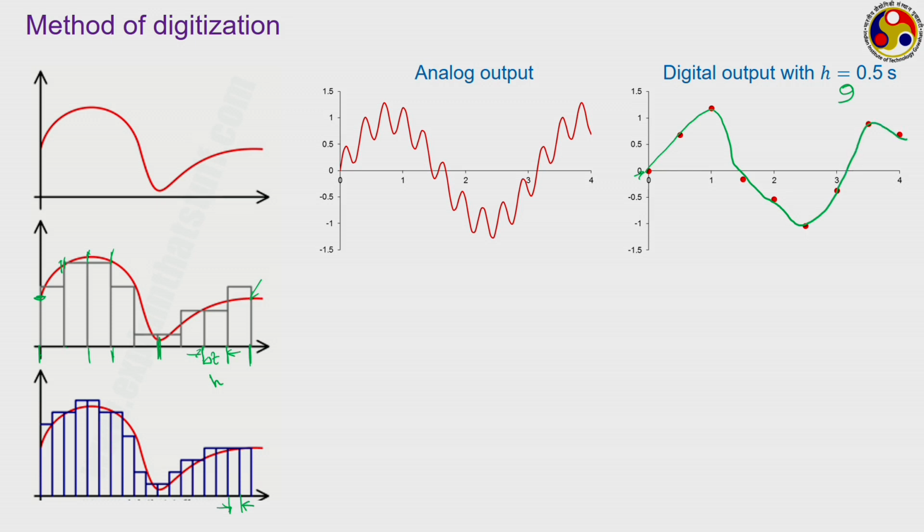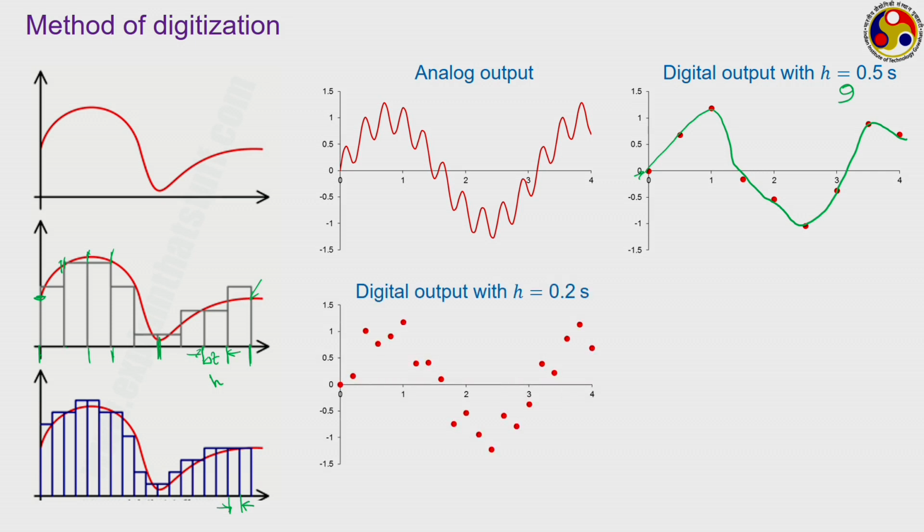Is it looking similar to the original analog output? Not at all, it is looking completely different. So, let us make h smaller so that we can have more data points. We are taking h equal to 0.2 second, so how many total data points are we going to have? For every 1 second, we are getting 5 data points. So, the total number of data points is equal to 21, one corresponding to t equal to 0, and then 5 more for each 1 second added.